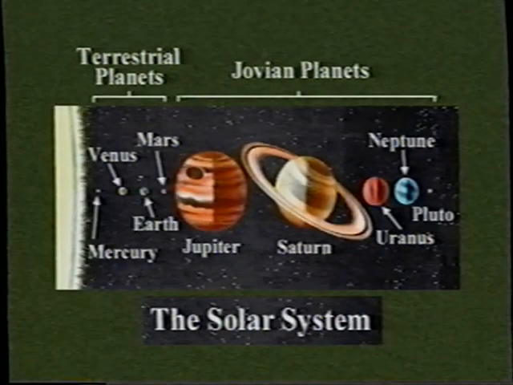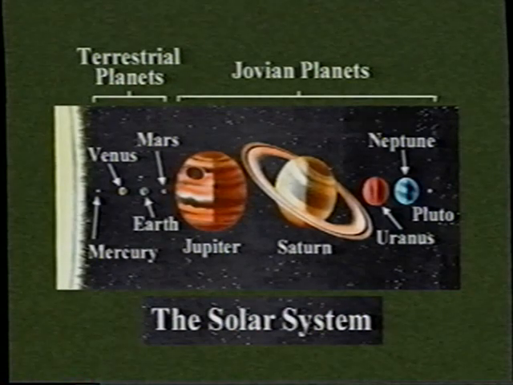There are 4 inner planets. These are called the terrestrial planets. They are small, rocky worlds. They include Mercury, the planet closest to the sun, then Venus, which is enshrouded in a cloudy atmosphere, Earth, the planet of life, and Mars, the red planet.